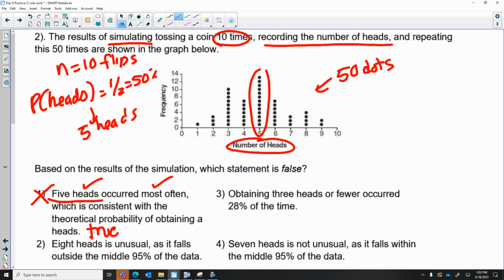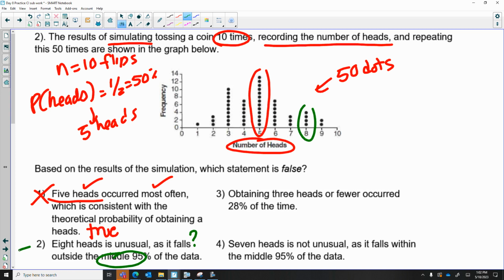8 heads is unusual as it falls outside of the middle 95%. Does 8 heads look unusual to you? Do you think it falls outside of the middle 95%? I'm not sure. I'm going to hold on to that one. I've got to actually find the middle 95%.